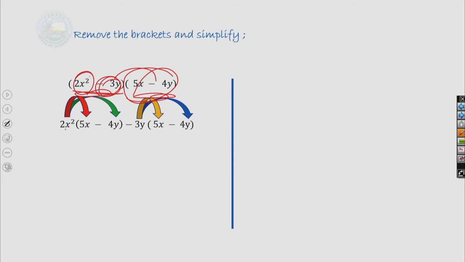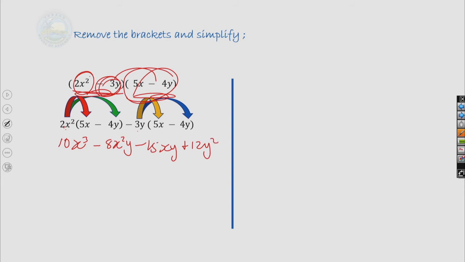Let's follow the red arrow. It's 2x squared multiplied by 5x. It's going to give me 10x cubed. And then following the green arrow, it is 2x squared multiplied by negative 4y. Remember, if signs are different and we are multiplying, the answer is negative, so it's negative 8x squared y. If you need to recap how we multiply algebraic terms, please check the previous video. And let's look at the orange arrow. It's negative 3y multiplied by 5x is going to be negative 15xy, and negative 3y multiplied by negative 4y, following the blue arrow, it's going to be plus 12y squared.